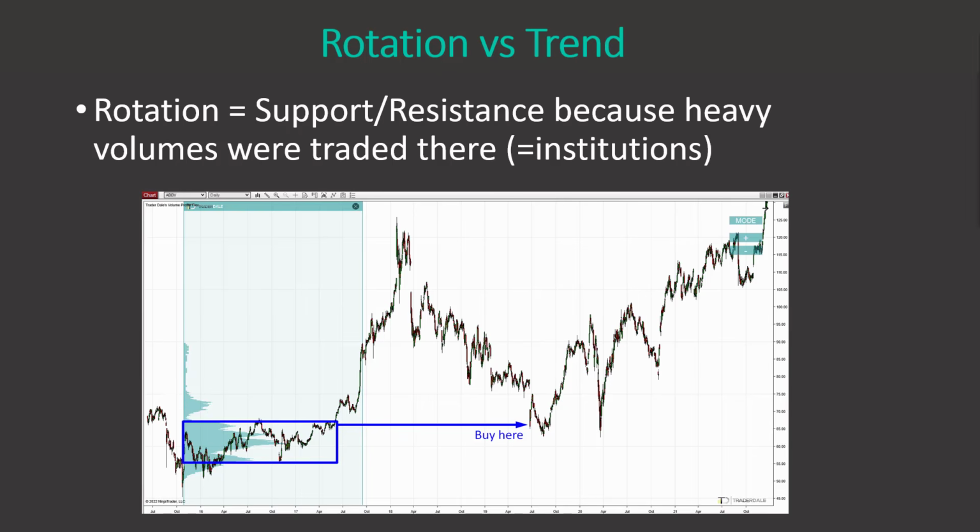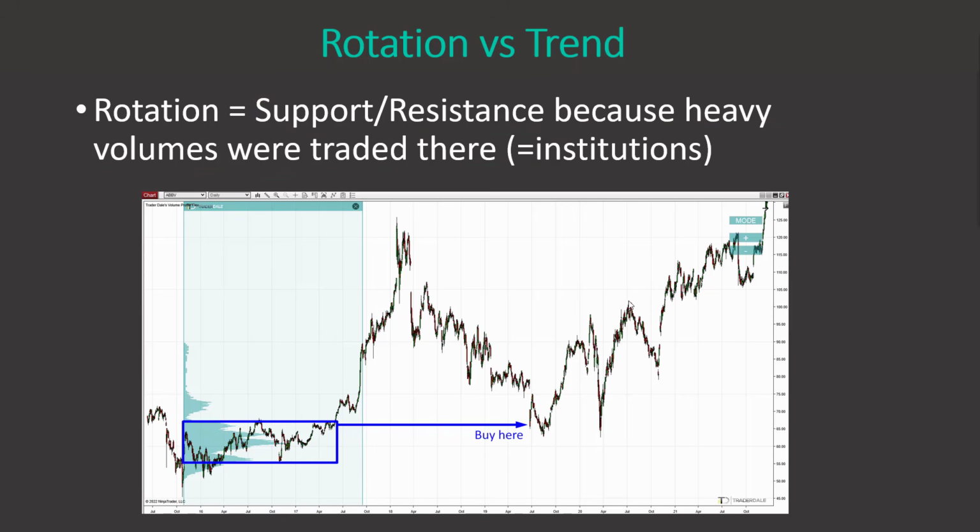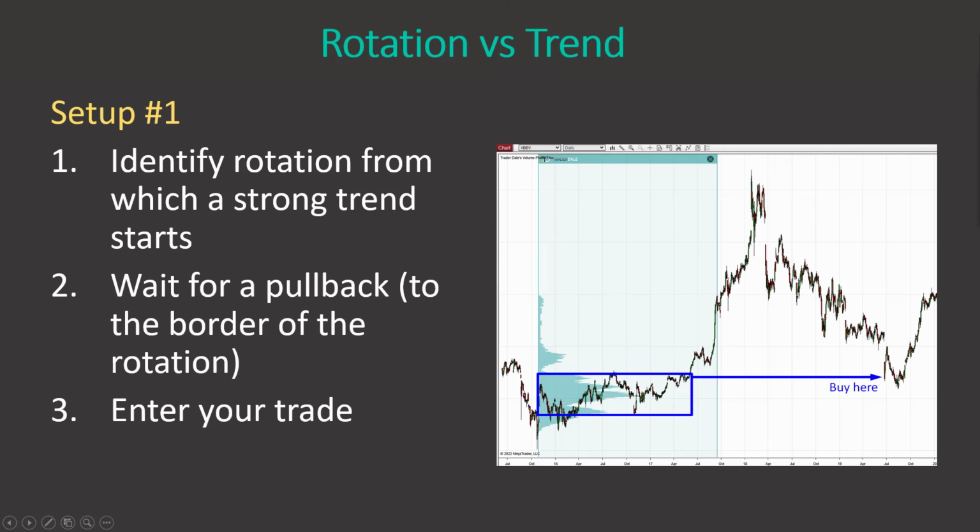So anyways, rotation areas with heavy volumes act as strong support and resistance zones because heavy volumes were traded there. And heavy volumes, that means big trading institutions, right? So remember that. We'll talk about this several times during the presentation. Heavy volume areas or rotation areas work as strong support and resistance zones because heavy volumes are traded there. All right, so that brings me to the first setup that I'm going to talk about.